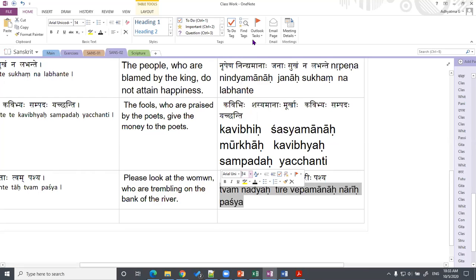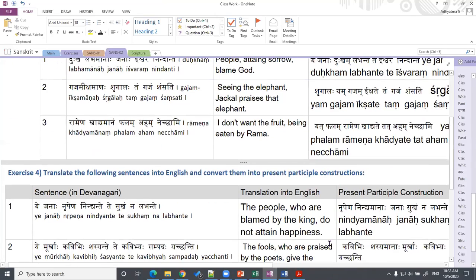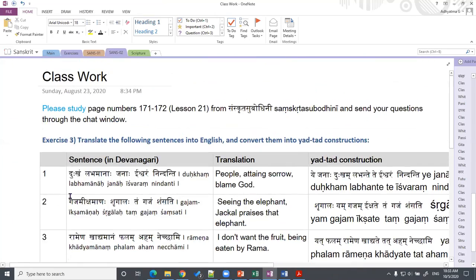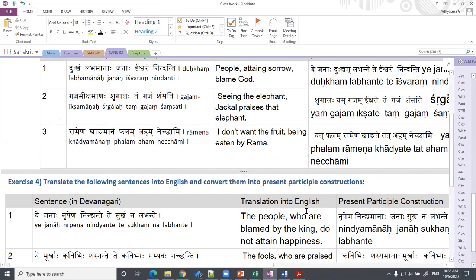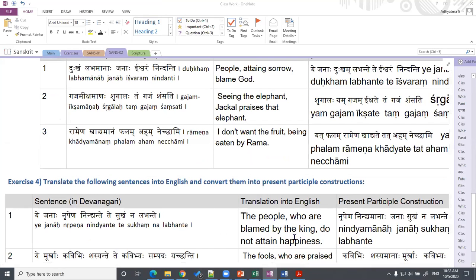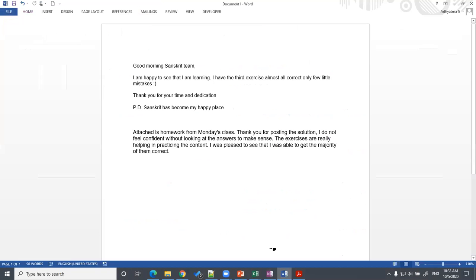Okay, so any questions so far? Thank you, Adriana, for your comment. I just solved the exercise so that you will have an idea of how to do them. The exercise number 238 for lesson number 21 is already posted into the repository.